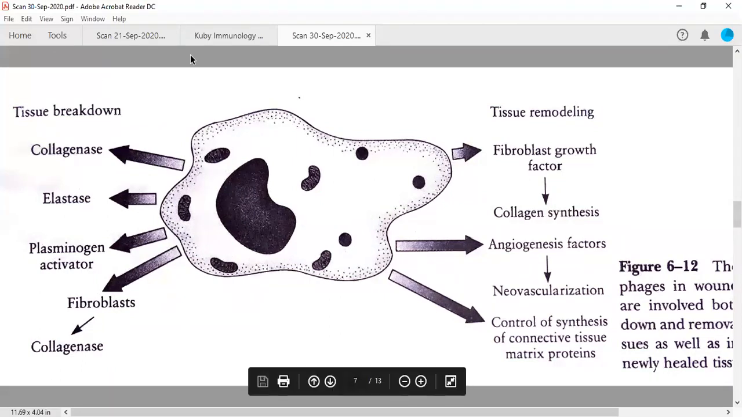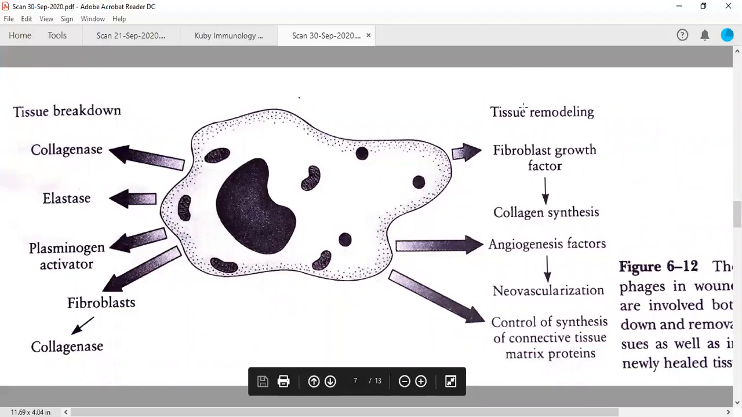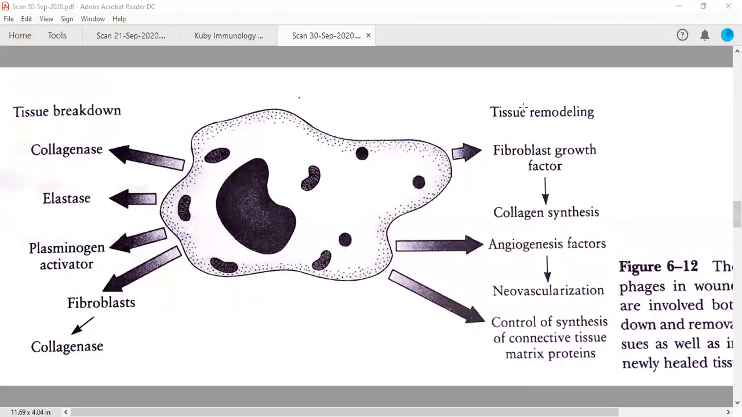That's how they are able to remove the dead cells and foreign particles, right, with the help of all these enzymes. The second arm is showing they're also beneficial in tissue remodeling. They are actively taking part in tissue remodeling processes. So they are important in tissue remodeling to make new cells. They will secrete some fibroblast growth factors and increase the collagen synthesis.